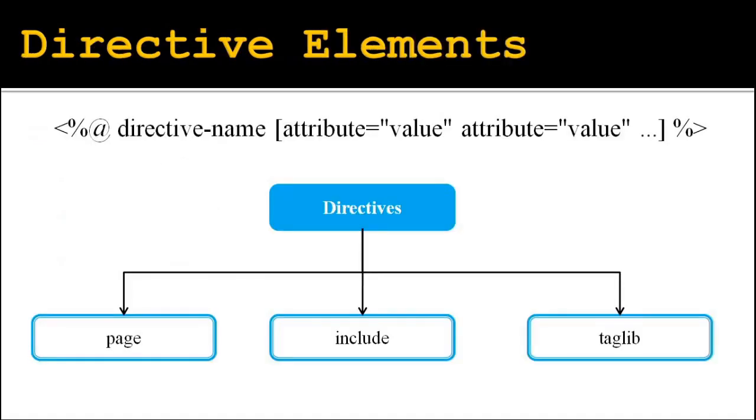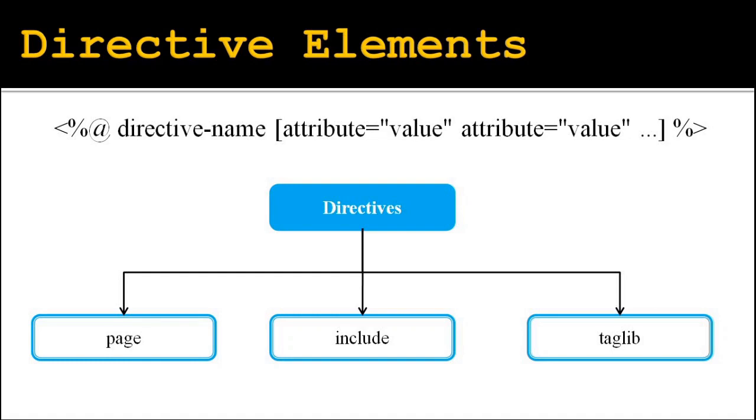Coming to the first element, directive elements. Directive elements instruct the JSP container what code should be generated. Here is the syntax of a directive element. Every directive element starts with an open angular bracket, percentage, @, followed by a directive name, followed by attributes and their values, and ends with %, close angular bracket.